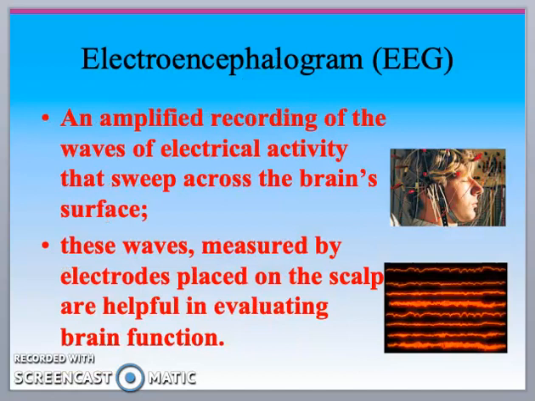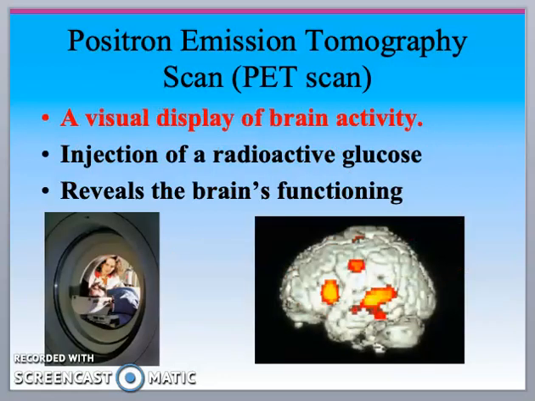Electroencephalogram, or EEG, is basically where you have wavelengths that go through the head. And we're going to look more at this when we get to our module and mini lecture on Module 8 on sleep, dreams, and body rhythms. But electroencephalogram is basically where you look across the brain and measure your brain function. And a PET scan is a visual display of brain activity. Radioactive glucose is injected into the brain to reveal its functioning.